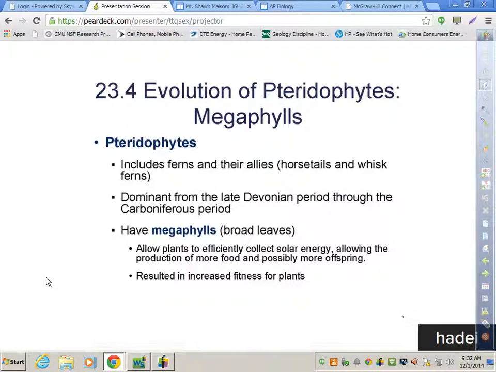Now looking at pteridophytes, that's a fun one, and megaphylls. The pteridophytes include ferns and their allies. How many have seen ferns in here? Walked through the woods, or who's gotten flowers from a boy or a girl? Who's seen flowers in a bouquet? Oh my Lord. All right.